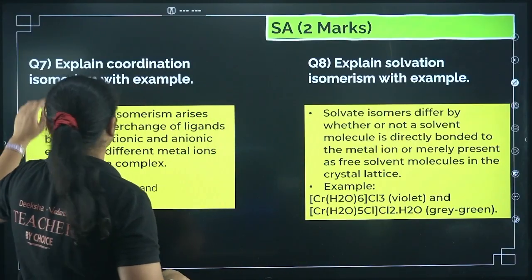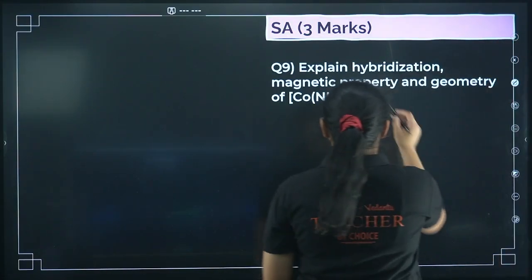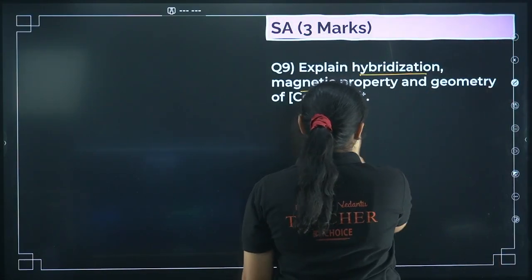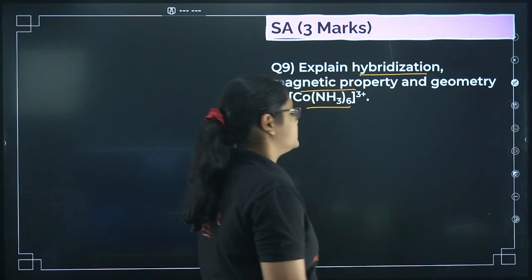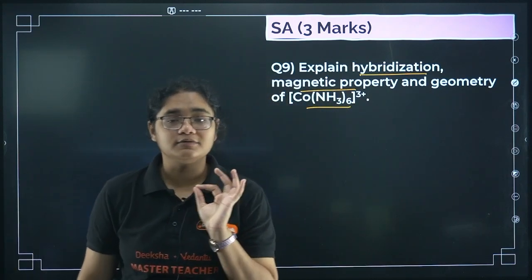Okay, next question. Explain the hybridization, magnetic property and geometry of [Co(NH3)6]3+. This is a very important question. There are 4 compounds in the book.